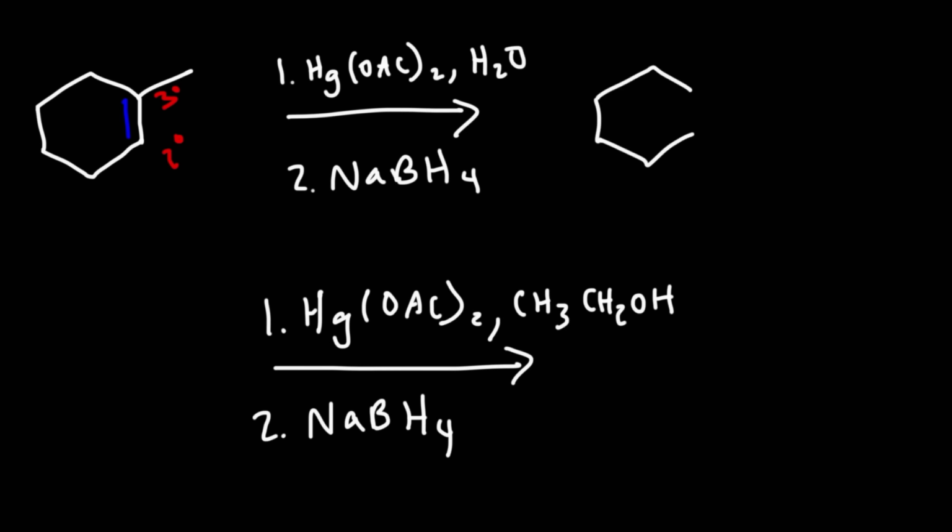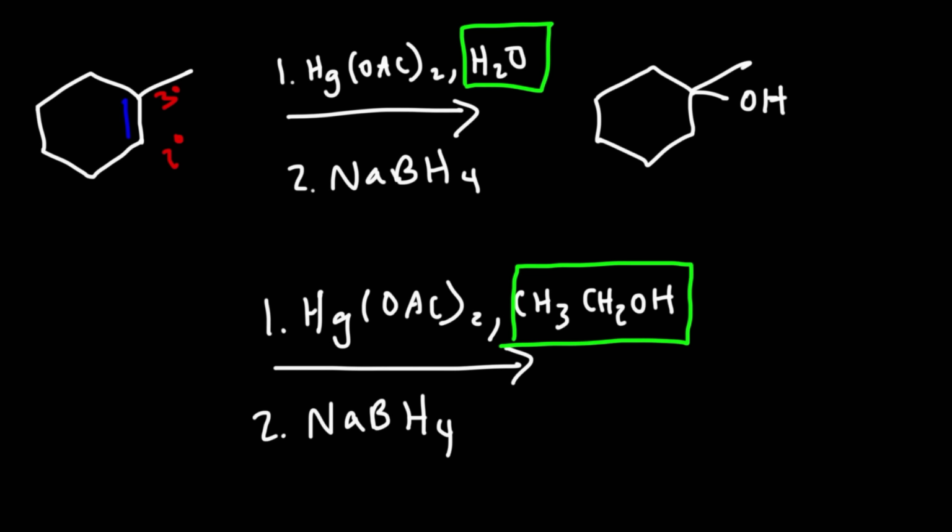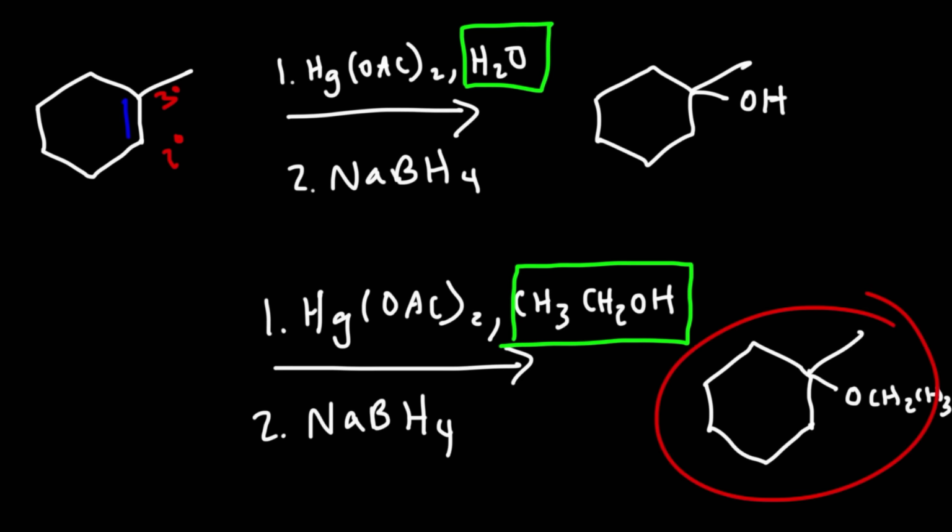So the end result for the oxymercuration demercuration reaction is that we're going to get an alcohol. The nucleophile is water. For the alkoxymercuration demercuration reaction, the nucleophile is not water, it's an alcohol. And whenever you react an alcohol with an alkene, you're going to get an ether. So instead of an OH group, we're going to get this product. It's basically what you see here without this hydrogen. So we're just going to draw OCH2CH3. So that's going to be the end result of this reaction.